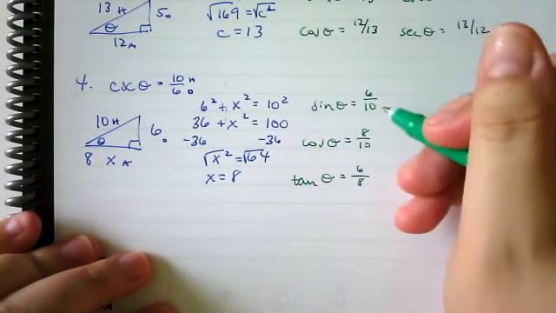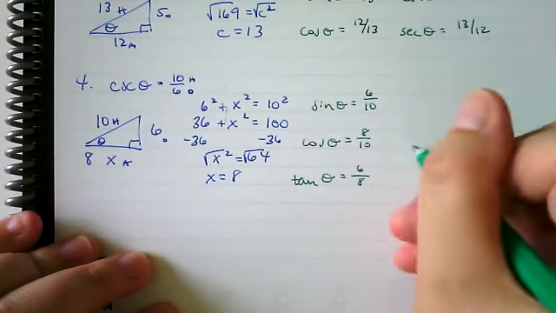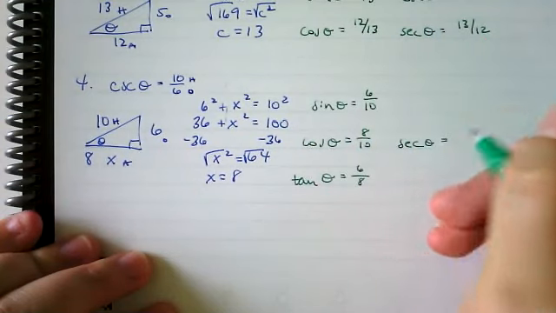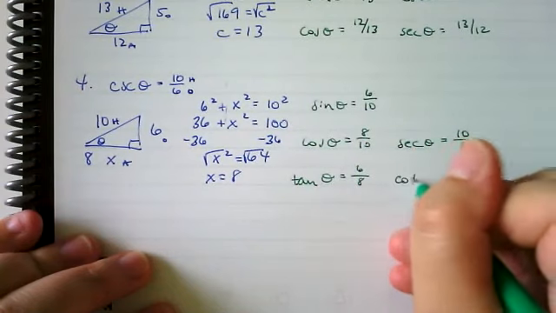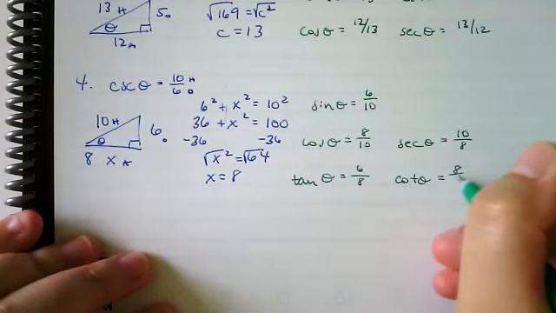I already have cosecant with sine, so we'll go to secant next. Secant is the opposite of cosine, so I've got 10/8. And then tangent is the opposite of cotangent, so I've got 8/6.